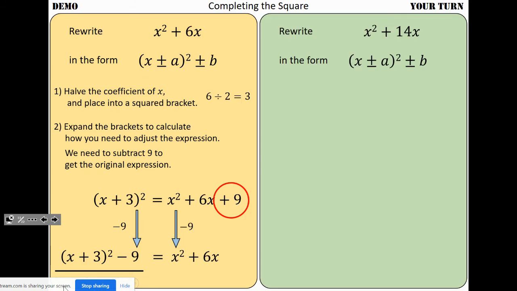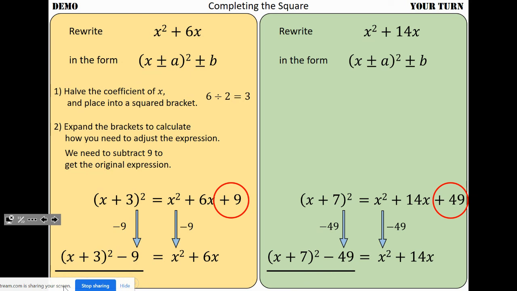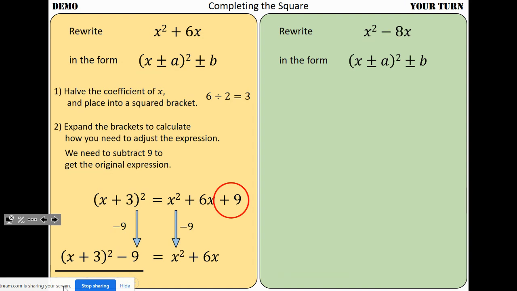All right, your turn. Have a go at this one. So with this question, we should end up with x plus 7 all squared, take away 49, which is equal to x squared plus 14x. Have a go at this one.